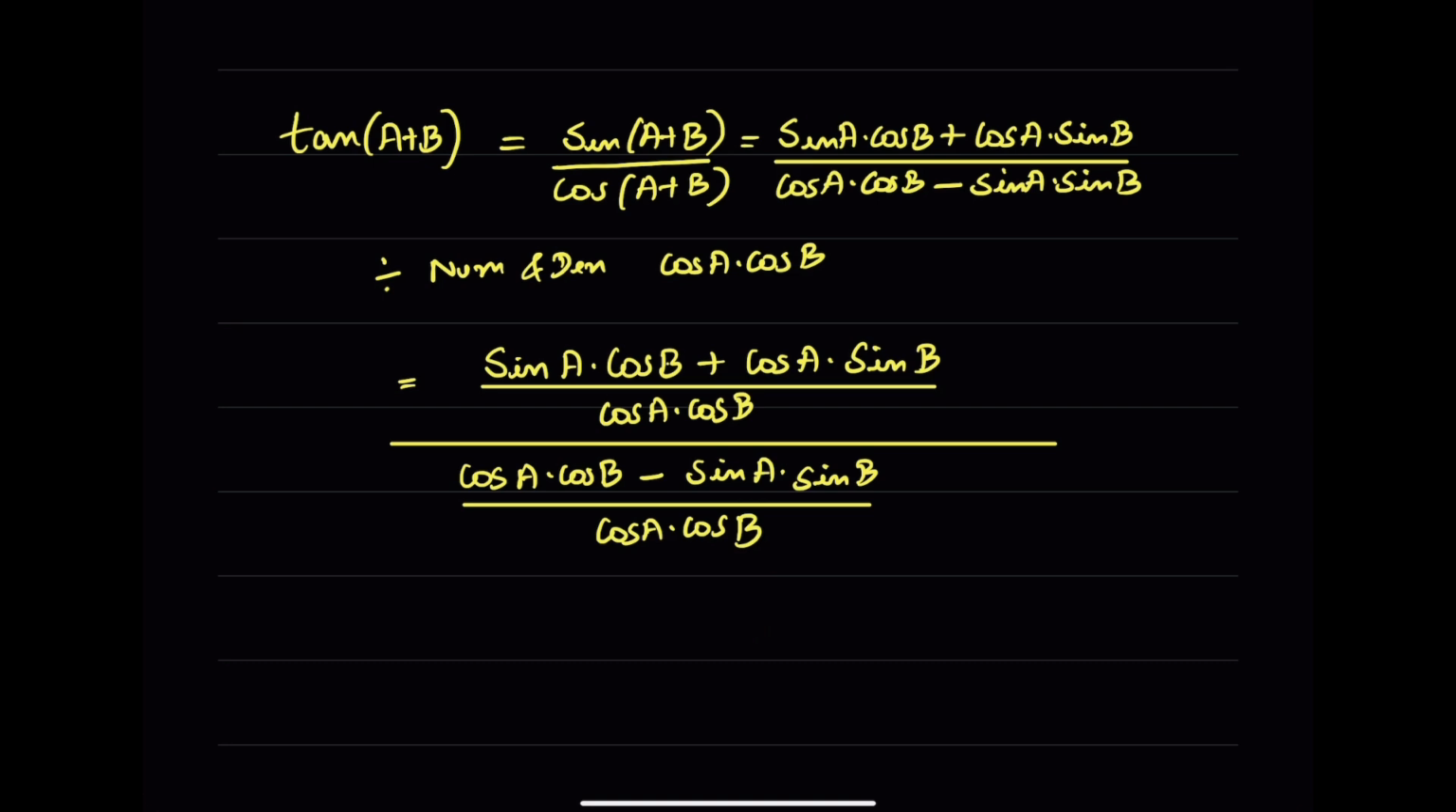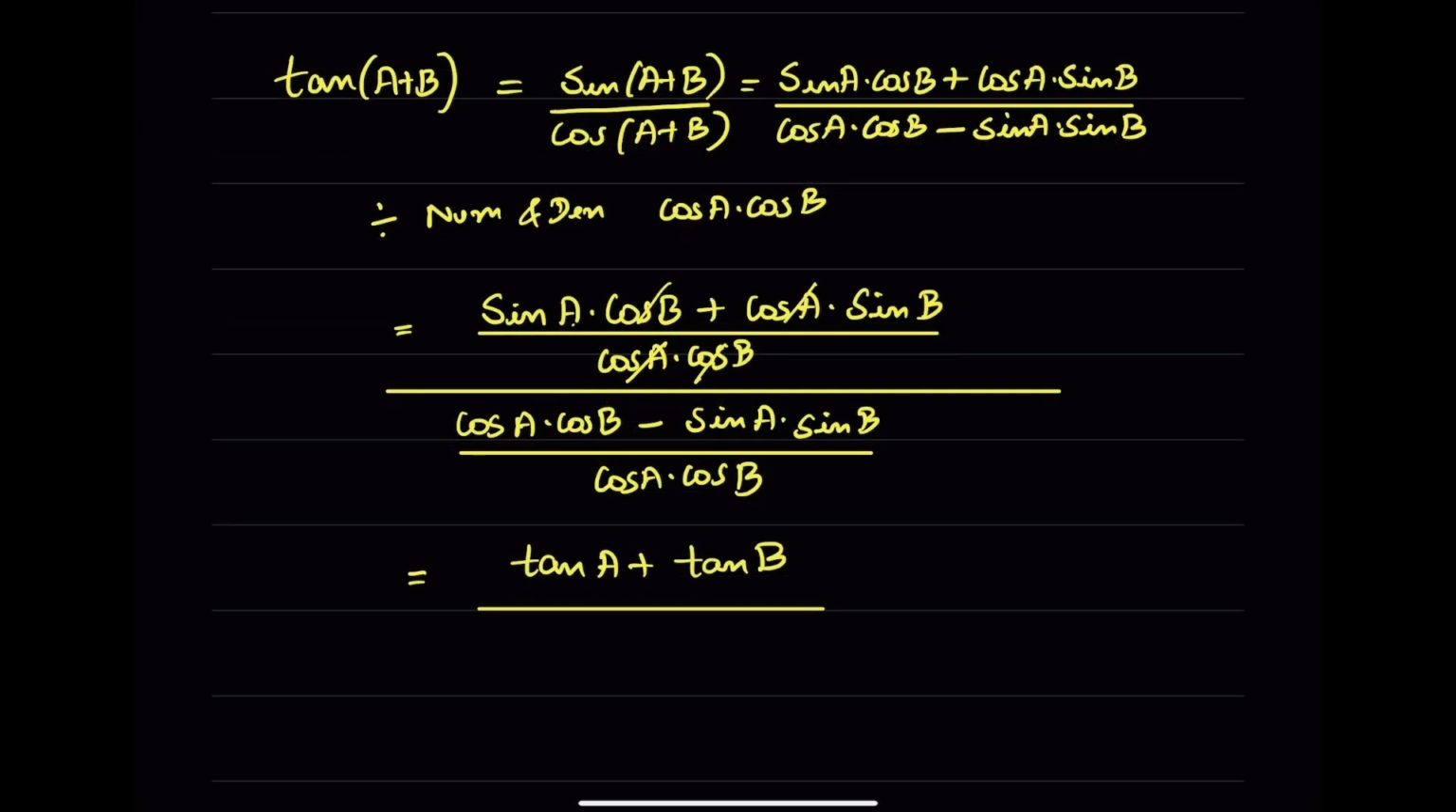So in the first term, the cos b value will get cancelled, and in the second part, cos a will get cancelled. So we will have tan a plus tan b in the numerator. So this is tan a plus tan b, that is our numerator, divided by, in the denominator, the first part would get cancelled because cos a and cos b are common. So this will be 1 minus tan a times tan b. So this is how we can prove tan of a plus b.